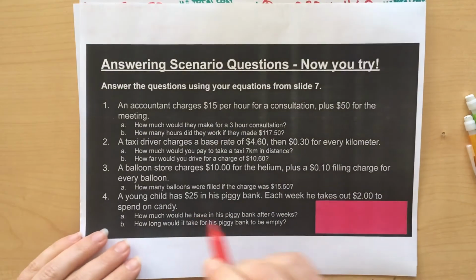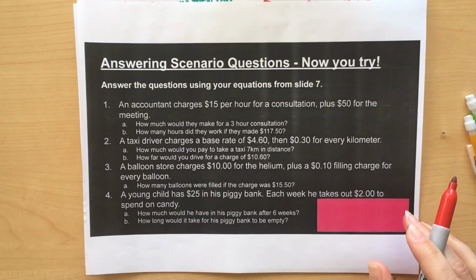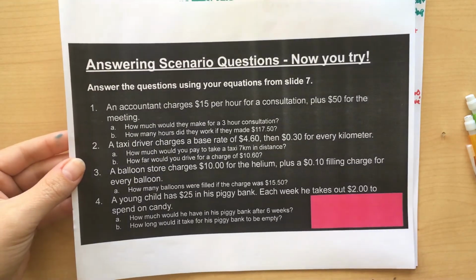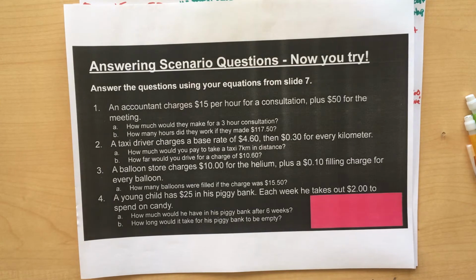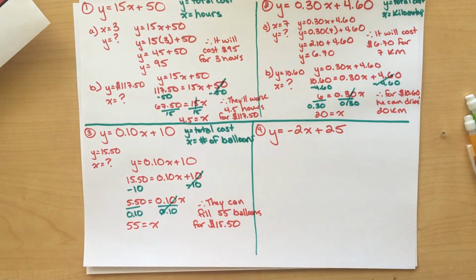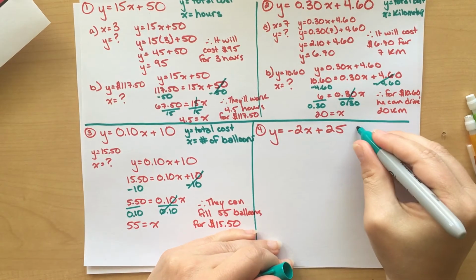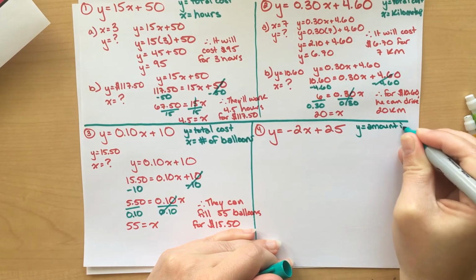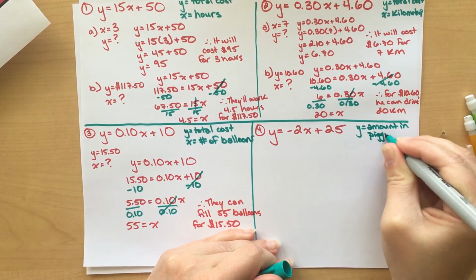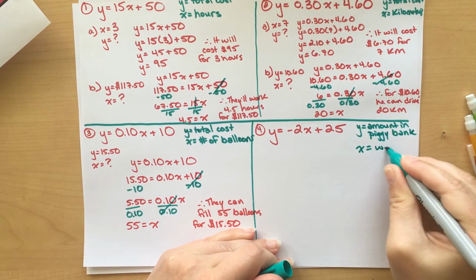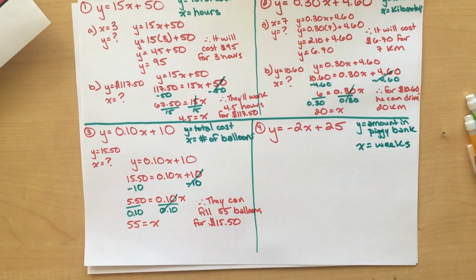Okay, and then our last question. The young child has $25 in his piggy bank. Each week he takes out $2 to spend on candy. How much would he have in his piggy bank after 6 weeks, and how long before it would be empty? So looking again at this, right? Y in this case is the amount in his piggy bank. And then X is going to be the number of weeks that have passed, okay, as he loses the money from it or as he spends the money from it.